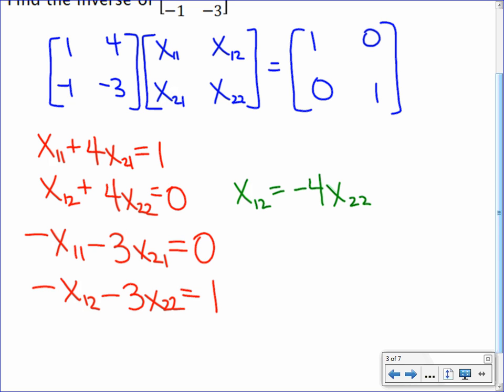So we have negative the new x sub 1,2 minus 3 x sub 2,2 equals 1.